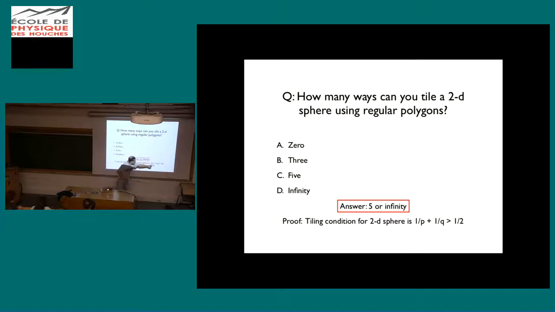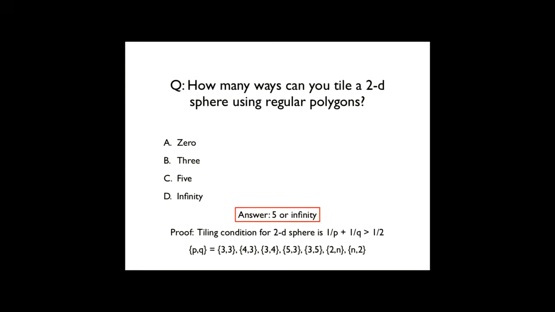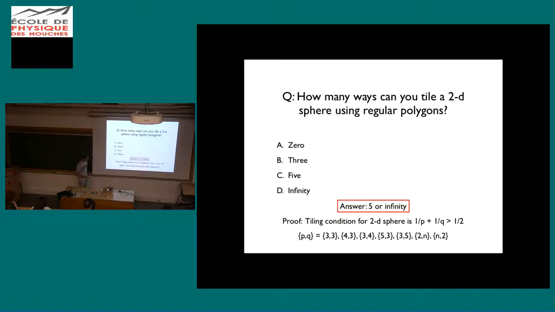Now, the tiling condition is 1 over p plus 1 over q is greater than a half. That just comes from the condition that the opening angle is greater than (p minus 2) times 180 over p. If you take that inequality through the calculation, you get this. Then you can check the values of p and q for which this is true: 3,3; 4,3; 3,4; 5,3; and 3,5; and then these degenerate cases, 2,n and n,2. This is the two-sided polygon, the orange peel type thing.